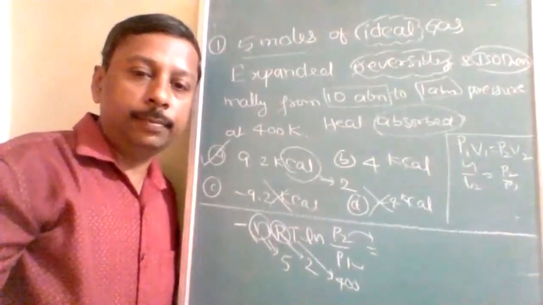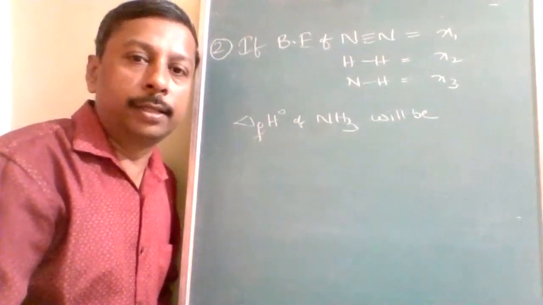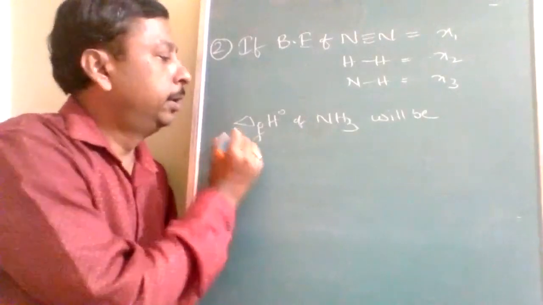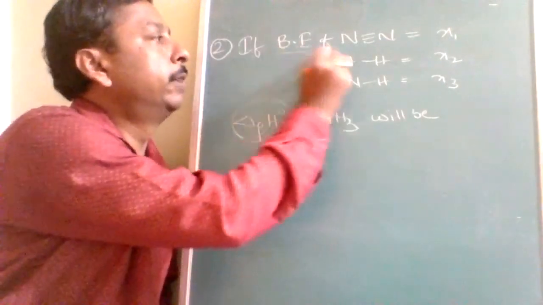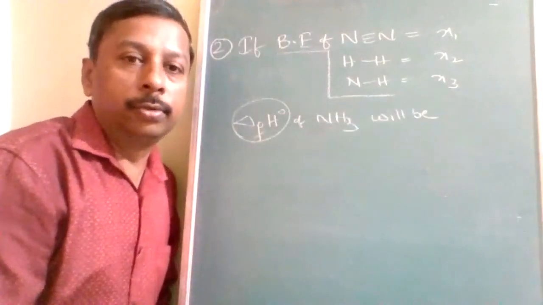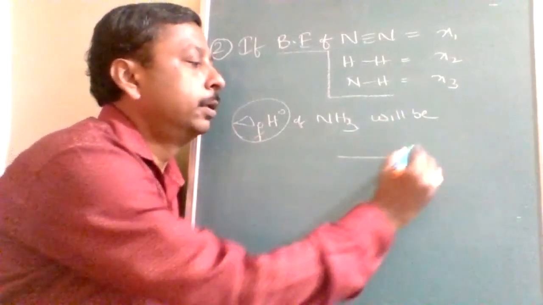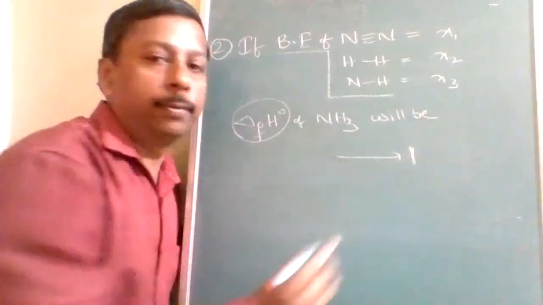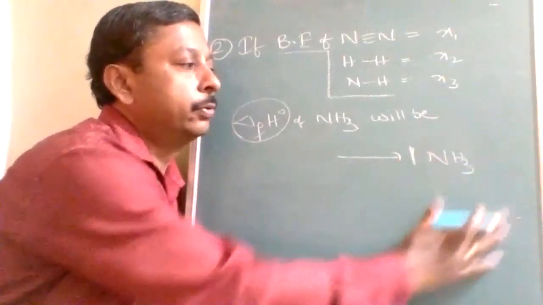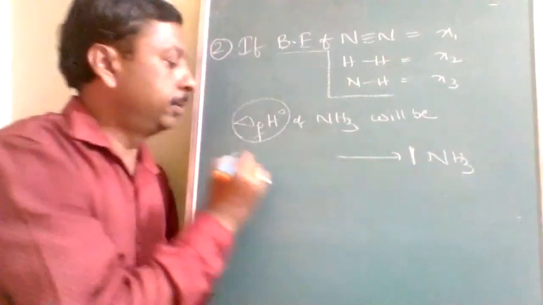Okay, this is another good question. By comparing the bond enthalpies, we have to find the enthalpy of formation, but the given values are in terms of bond energy. Two things you have to remember in enthalpy of formation: there should always be only one mole and only one product. There should not be any other product on this side, only one product.